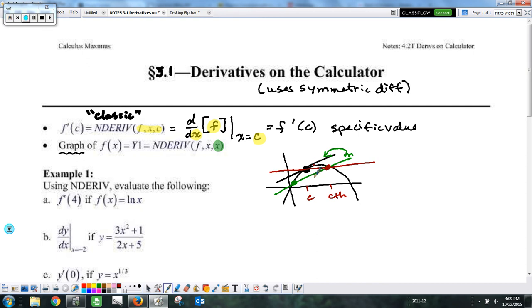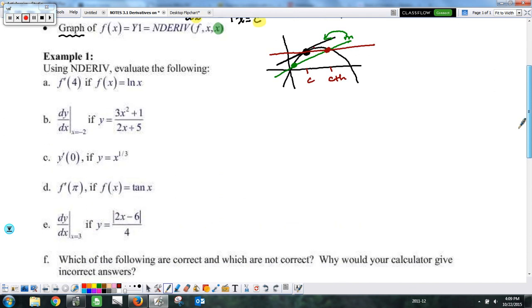And so that's kind of why the calculator typically uses the symmetric difference quotient to calculate the derivative, because you can be pretty far away and get a really great estimate of a derivative. And that's what the calculator is giving you, an estimate of the slope of the tangent line. Now we have some concerns and some cautions, okay?